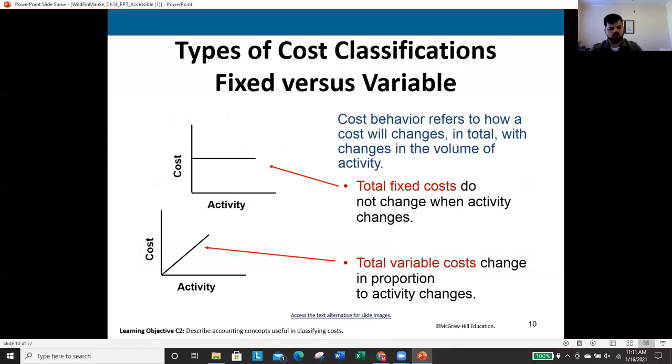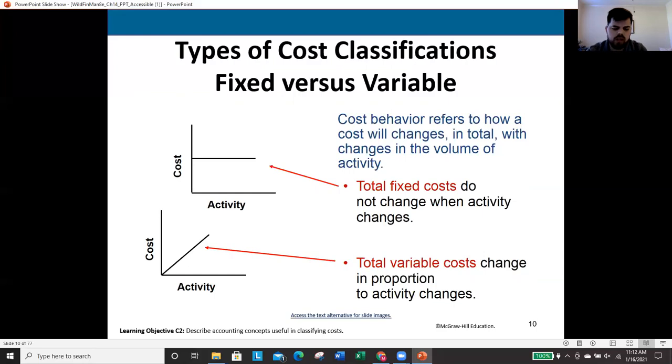Now, in this course, one of the main topics that we need to cover first is this broad idea of cost classification. So we'll spend a little bit of time here. The very first type of cost classification that we want to talk about is fixed costs versus variable costs. So this simply refers to how a cost changes with changes in volume or changes in production level.